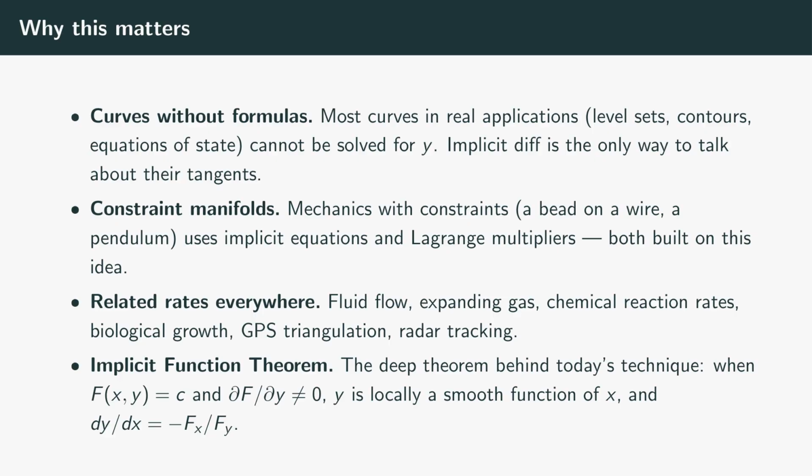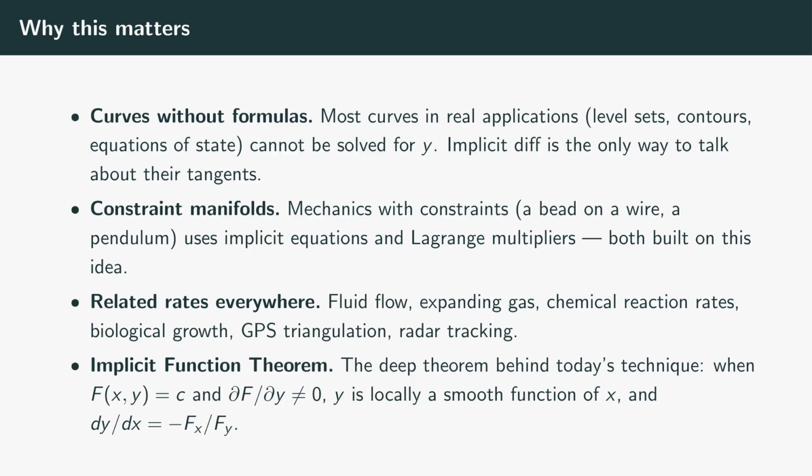Second, classical mechanics with constraints. A bead sliding on a wire, a pendulum on a string, a rigid body with hinges, all are described by implicit constraint equations, and the dynamics use Lagrange multipliers, which are implicit differentiation with extra dimensions. Third, related rates show up wherever quantities covary. Fluid dynamics, gas expansion, chemical reaction kinetics, biological population coupling, GPS triangulation, radar tracking, machine learning gradient descent, all rate equations derive from constraints, all chain rule in time.